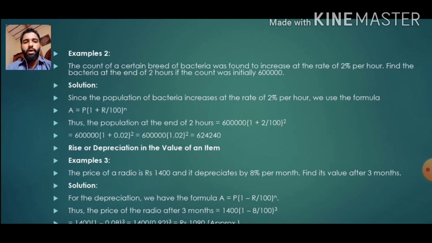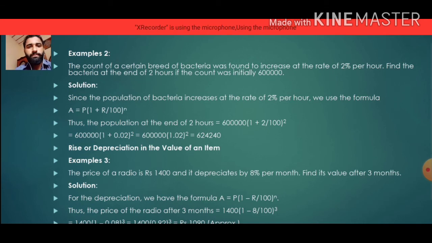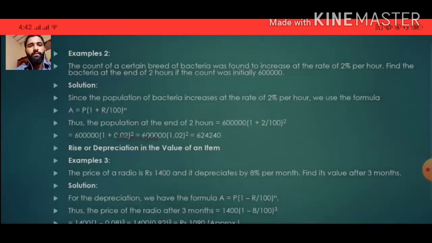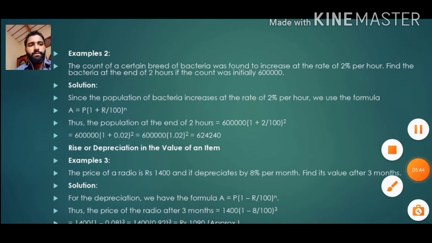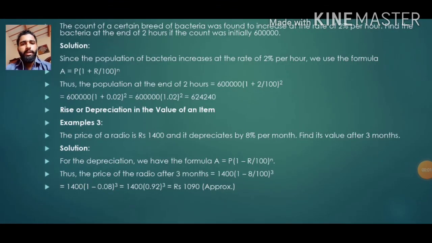Rise or depreciation in the value of items. Example number 3: the price of a radio is Rs 400 and it depreciates by 8% per month. Find the value after 3 months.